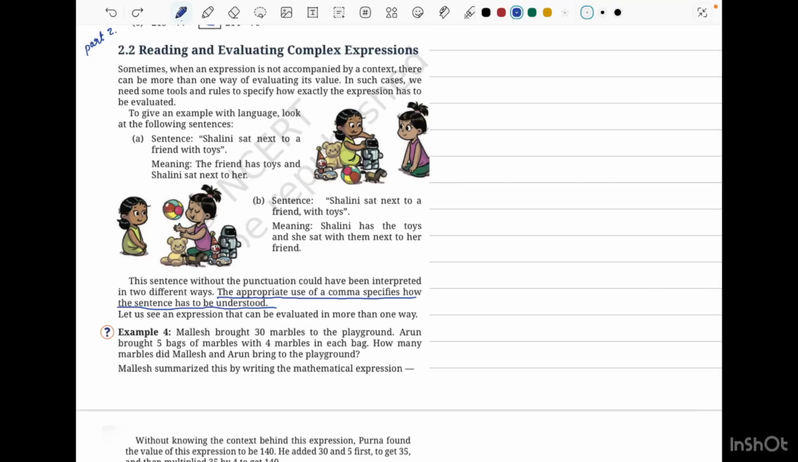Part 2: reading and evaluating complex expressions. Sometimes, when an expression is not accompanied by a context, there can be more than one way of evaluating its value. For example, "Shalini sat next to a friend with toys," meaning the friend has toys and Shalini sat next to her.